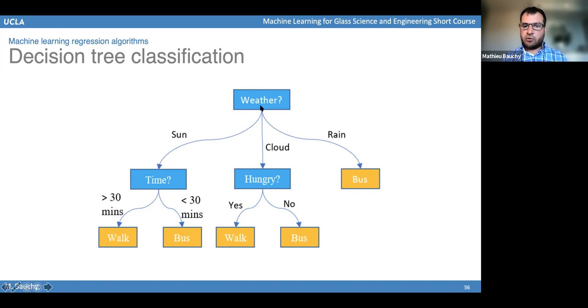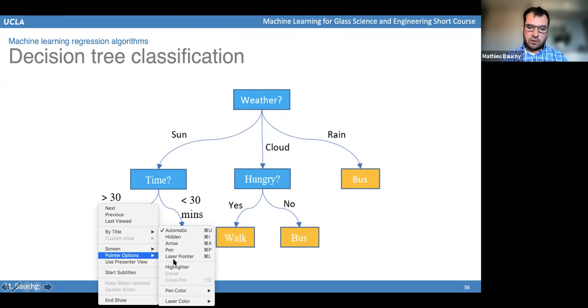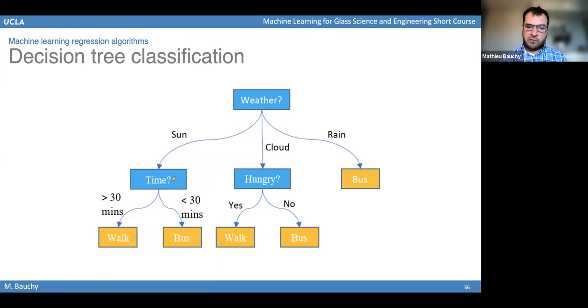So you have those features. Some of those features are categorical. For example, the weather, it's either sunny, cloudy, or raining. So this is a categorical variable that can only have a limited number of possible choices. And you have some variables that are actually numerical. For example, how much time do you have?